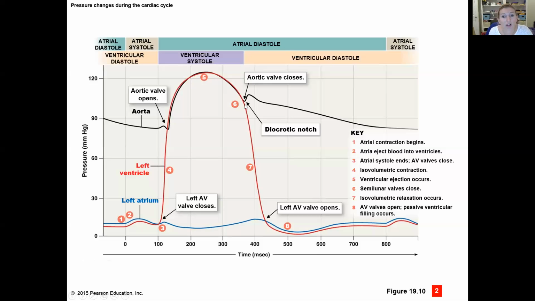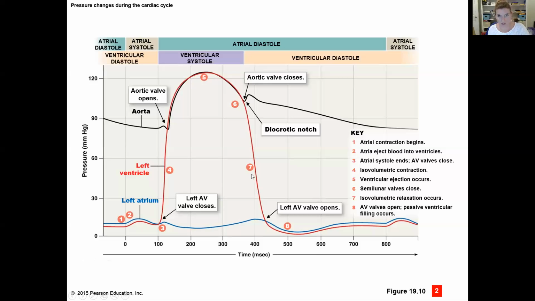Then our aortic valve closes. When that aortic valve closes, we get a little blip of increased pressure from the backflow of blood into the aorta. It's kind of that idea of that erupting volcano, some of that lava going right back into it. That's this dicrotic notch right here. That's what's happening there as that aortic valve closes.